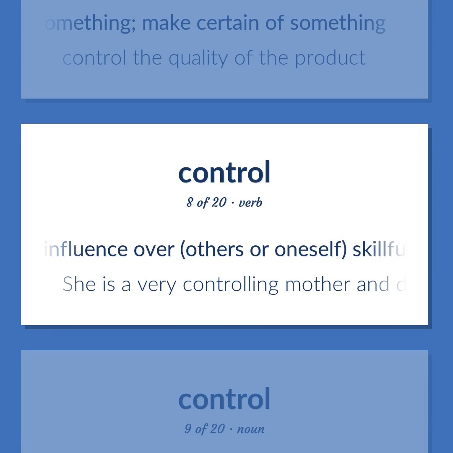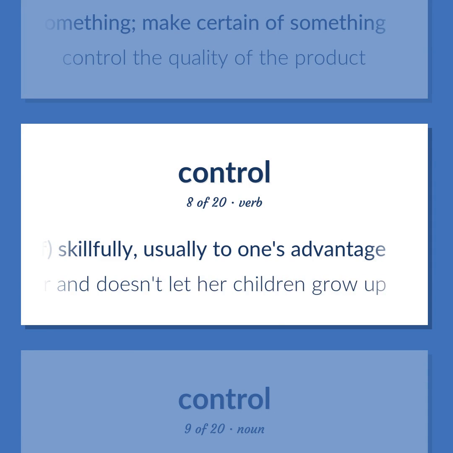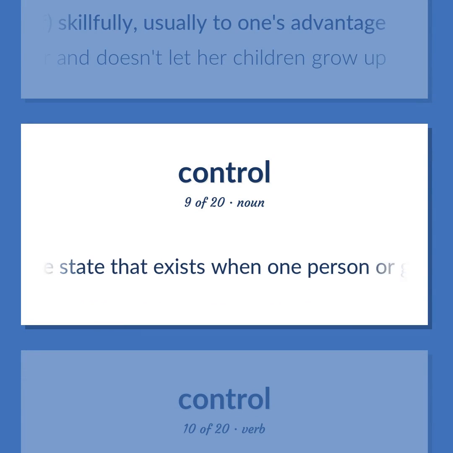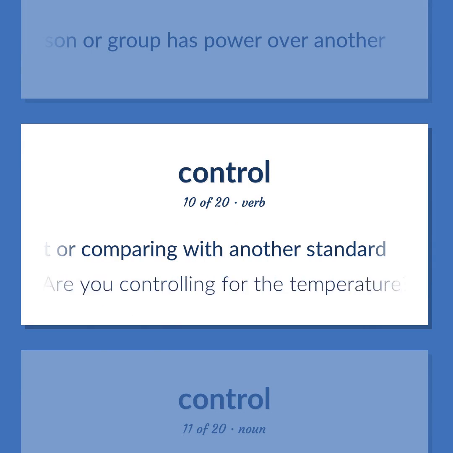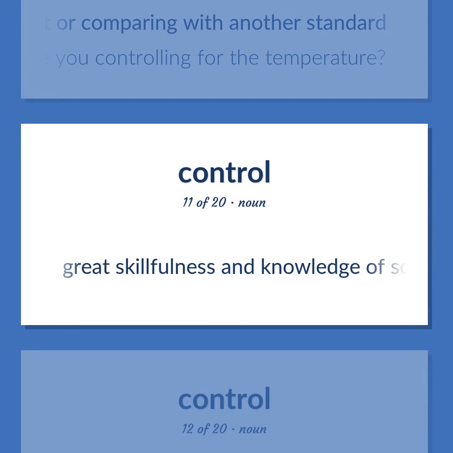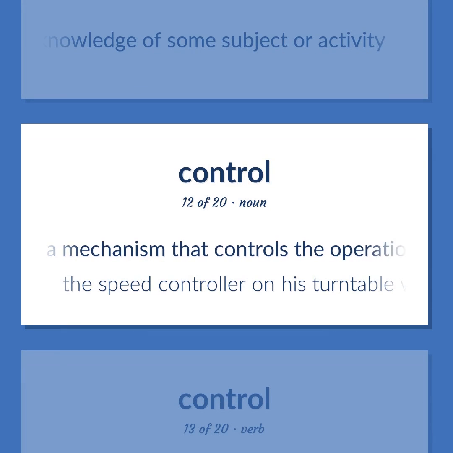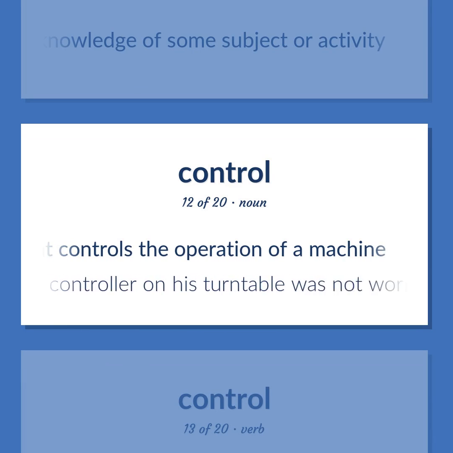Maintain influence over others or oneself, skillfully, usually to one's advantage. She is a very controlling mother and doesn't let her children grow up. The state that exists when one person or group has power over another. Check or regulate a scientific experiment by conducting a parallel experiment or comparing with another standard. Are you controlling for the temperature? Great skillfulness and knowledge of some subject or activity. A mechanism that controls the operation of a machine. The speed controller on his turntable was not working properly.